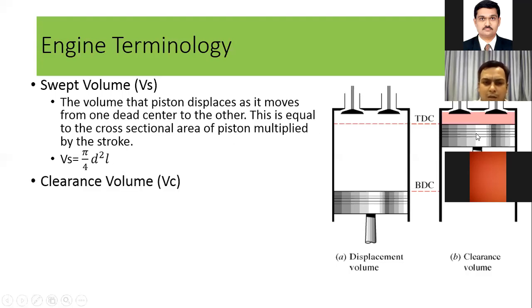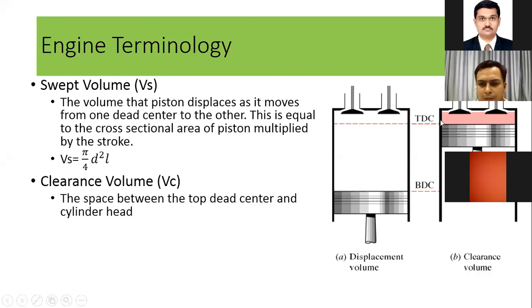Clearance volume is in the other figure, the second figure, the pink colored figure, and it is called the clearance volume. Clearance volume is the space between the top dead center and the cylinder head. So this is the cylinder head, and this is the extreme condition of the piston moving in the upward direction. So this volume is known as the clearance volume.